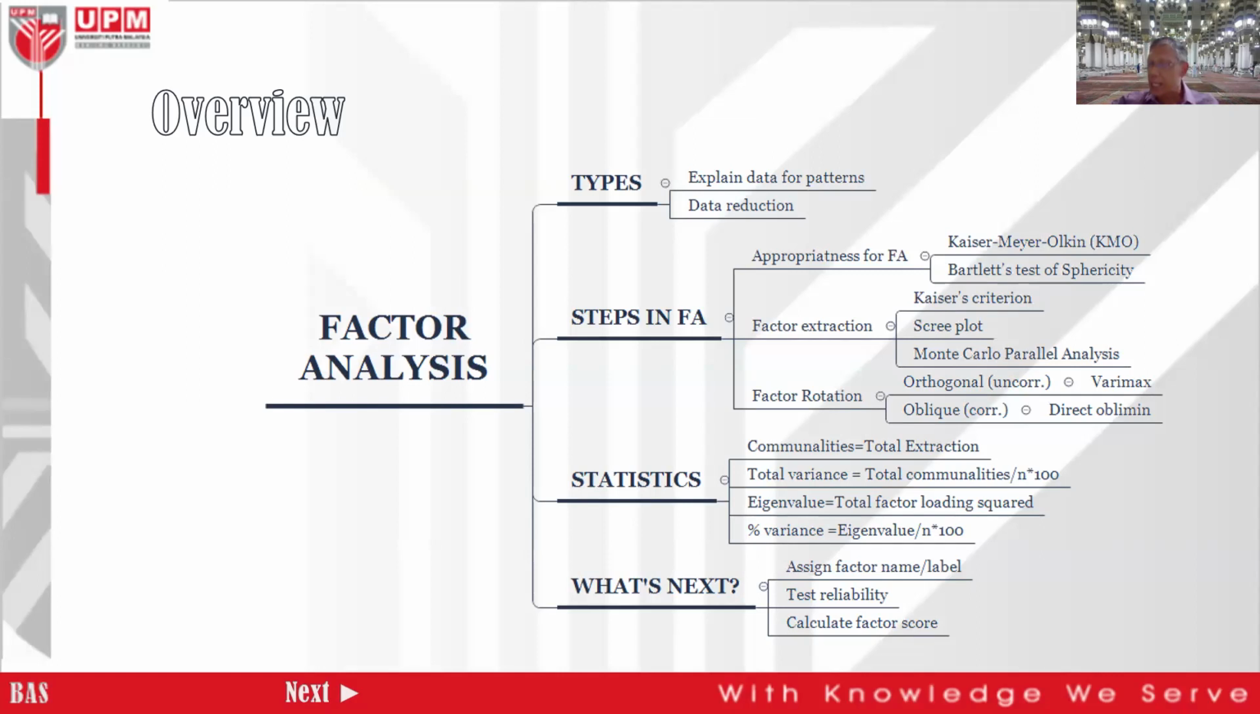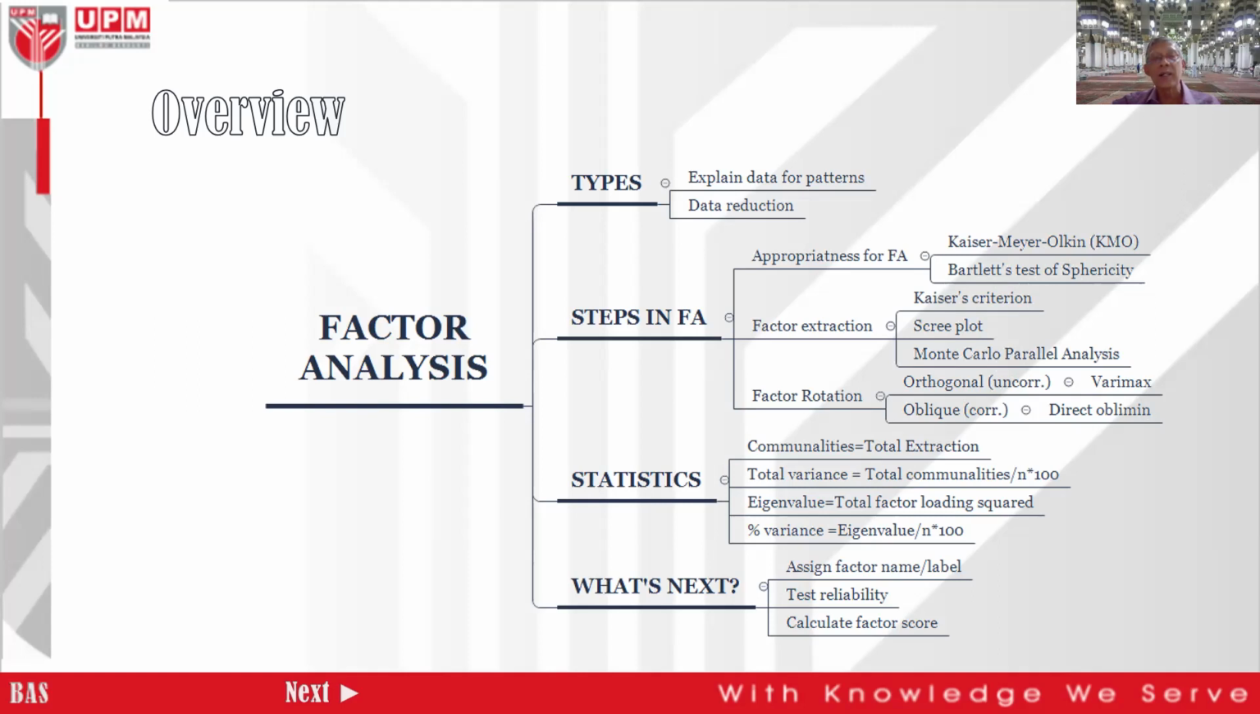The second option is that we can use the scree plot. The scree plot is an option provided by SPSS, but by default it is not ticked. If you want to run the scree plot, you just need to tick that option. From the scree plot also, we should be able to get the number of factors to be extracted.